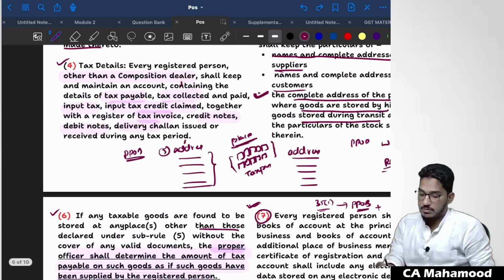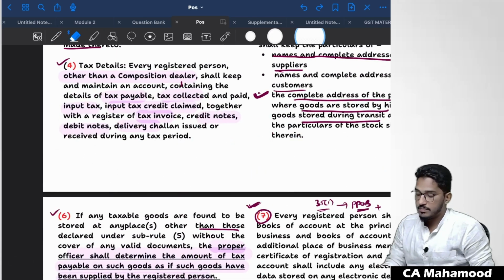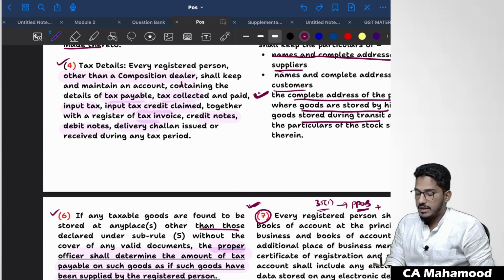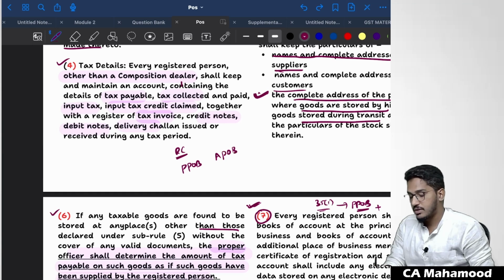Which means, take for example, you have a registration certificate. In that registration certificate, you have one principal place of business and one additional place of business. Generally, records you have to maintain at these places.